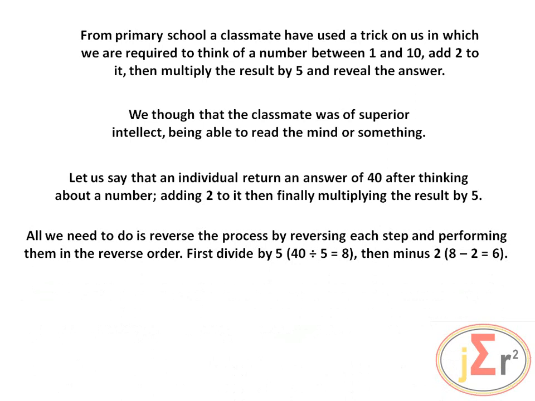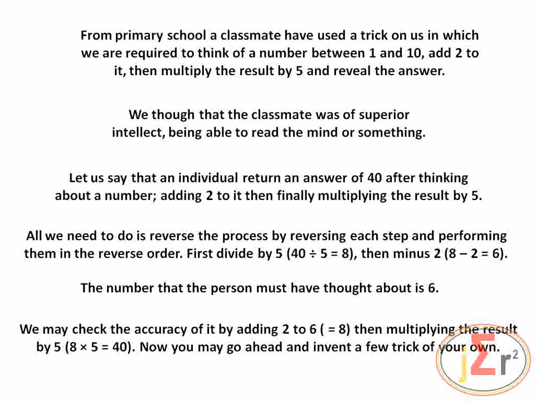So first, divide by 5. The last thing we did was multiply by 5. The first thing we do is divide by 5. So we take the number 40, divide by 5, we get 8. Then we minus 2. 8 minus 2 is equal to 6. Because the first thing that we did was add 2. We added 2, then multiplied by 5. Now we need to divide by 5 and subtract 2. The answer is 6. The number that the person must have thought about is 6.